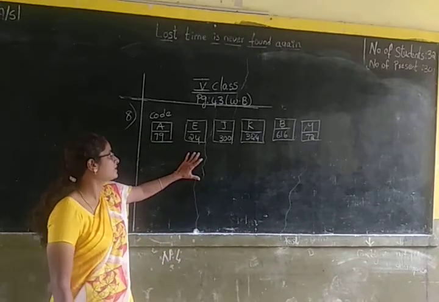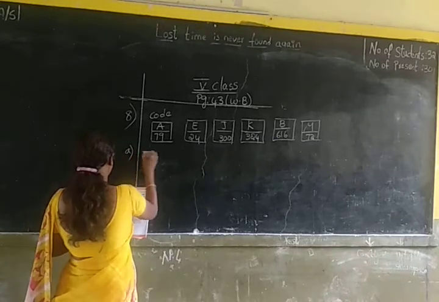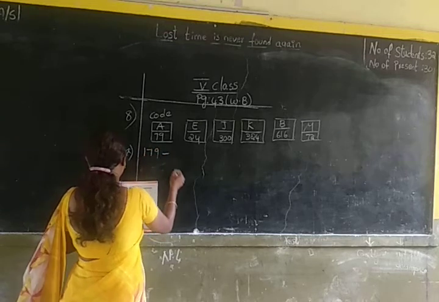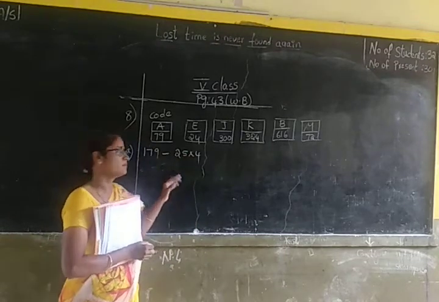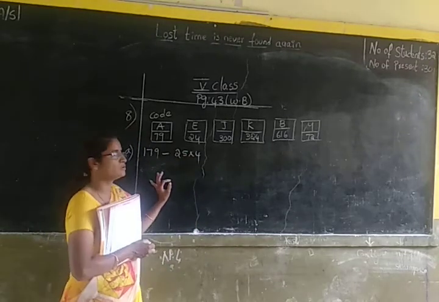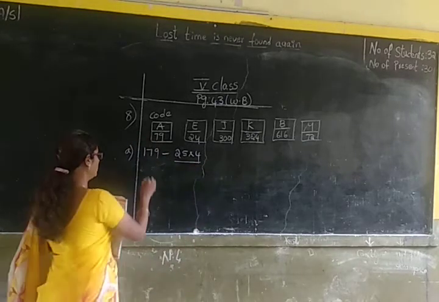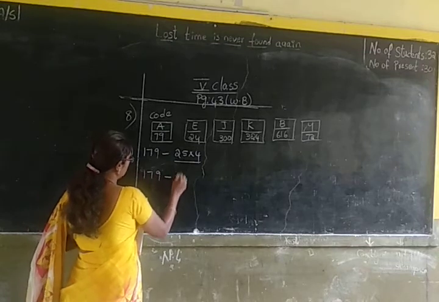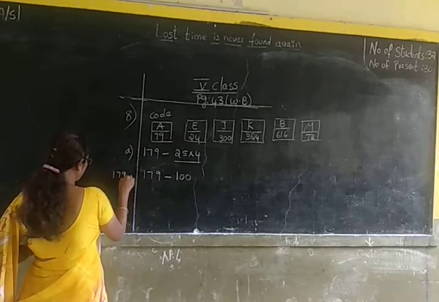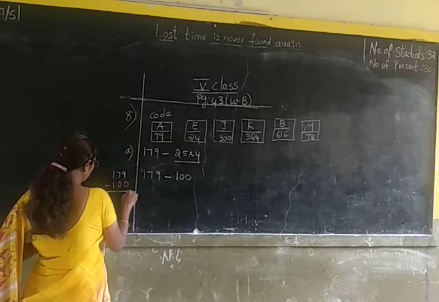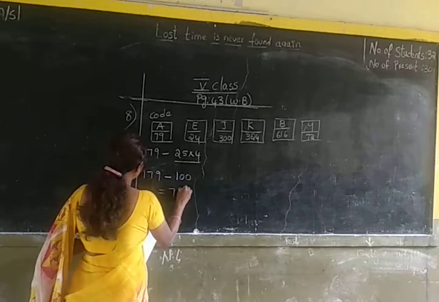Okay children, how do we get these codes? By solving the expressions. So the first question is 179 minus 25 into 4. First we have to solve this. According to the BODMAS rule, first we have to do multiplication. So 25 into 4, 25 fours are 100. 179 minus 100 is equal to 79. So the answer is 79.